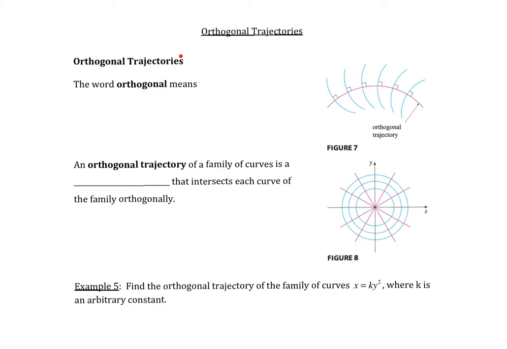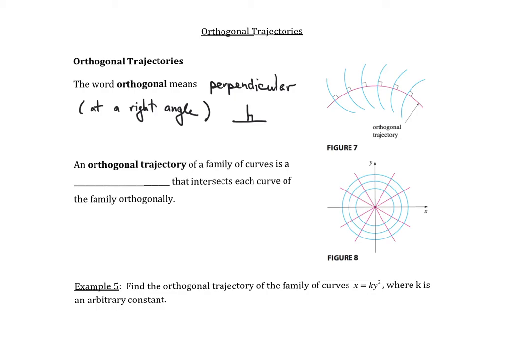Orthogonal trajectories. Now, the word orthogonal means perpendicular. And perpendicular means at a right angle. A lot of times you'll see people use this notation: they put two perpendicular lines with a little right angle box in the corner to indicate perpendicular.